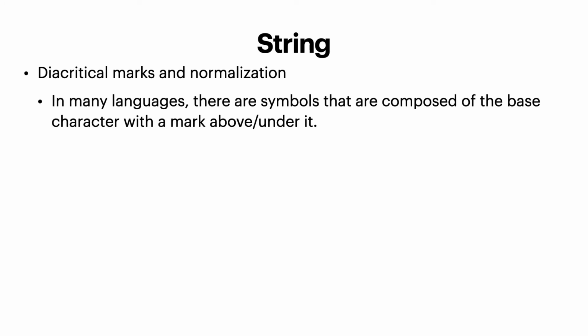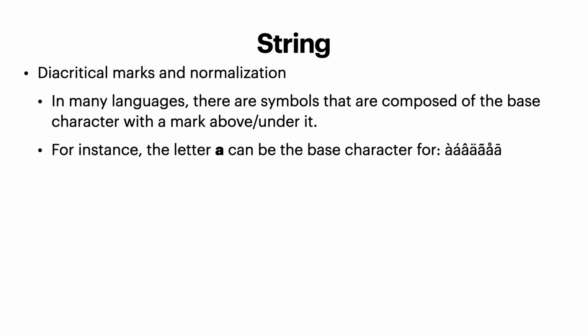In many languages, there are symbols that are composed of the base character with a mark above or under it. For instance, the letter A can be the base character for all of these characters. Most common composite characters have their own code in the UTF-16 table, but not all of them, because there are too many possible combinations. To support arbitrary compositions, UTF-16 allows us to use several Unicode characters: the base character followed by one or many marked characters that decorate it.